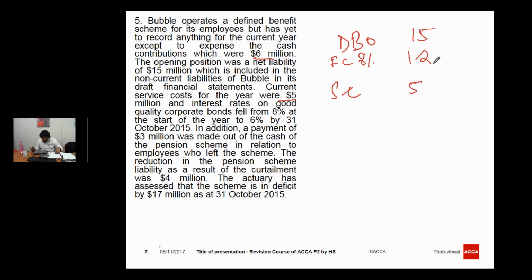Then in addition, the payment of 3 million was made out of cash for the pension scheme in relation to the employees who left the scheme. So there is a settlement of 3 million cash. The reduction in the pension scheme liability as a result of the curtailment was 4 million. So from the liability side, we have to reduce 4 million, and from the plan asset side, we have to reduce the 3 million. So the net adjustment is 1 million. That is actually gain on settlement.